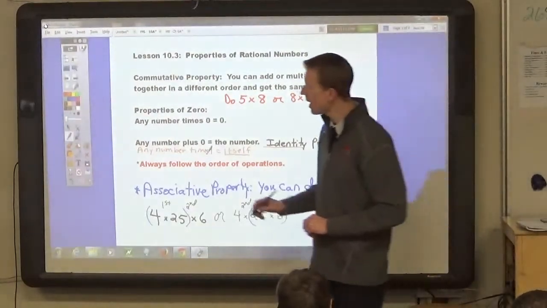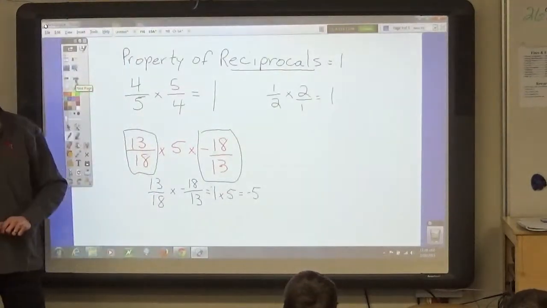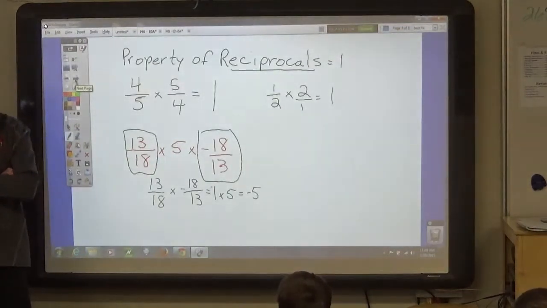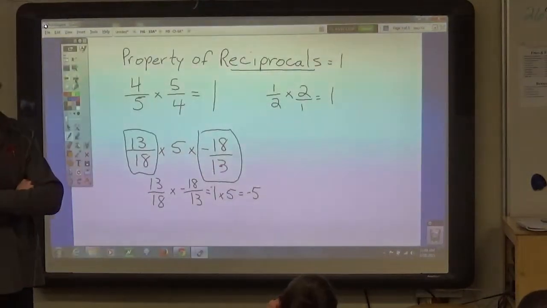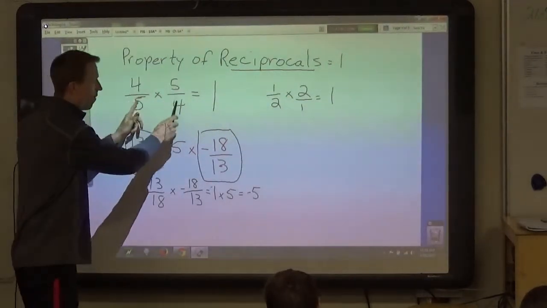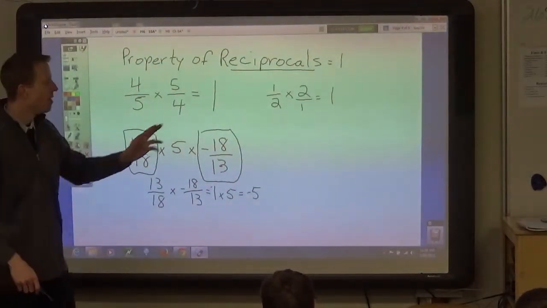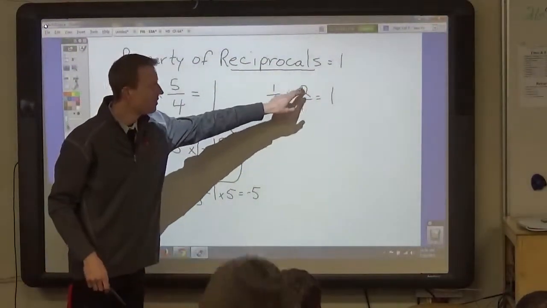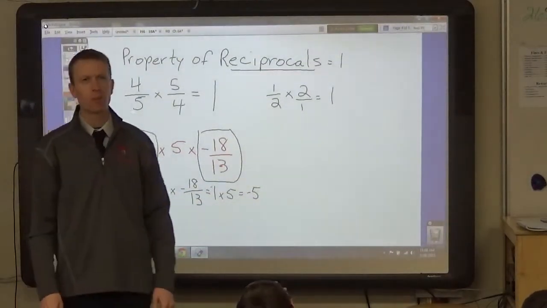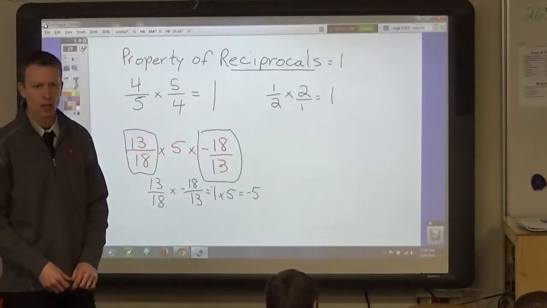Okay? And then finally, we worked a little bit with reciprocals. What does a reciprocal do? The product of two reciprocals equals 1. A number times its reciprocal equals 1. There's no plus for reciprocal. It only works for multiplication.